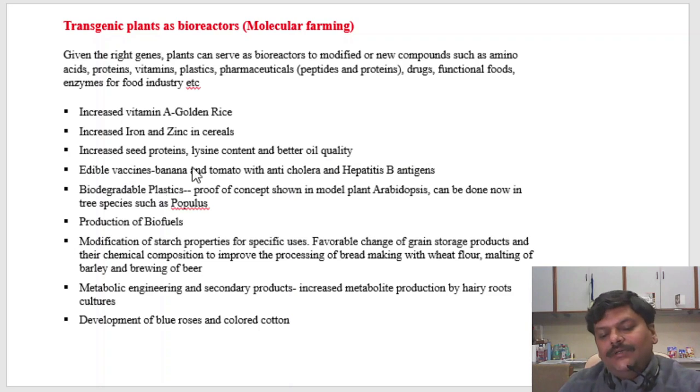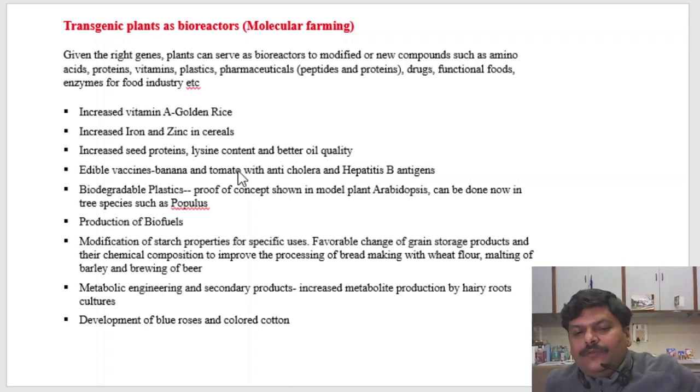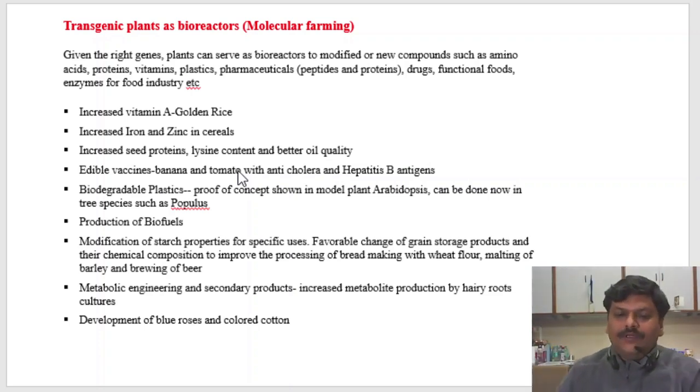Another exciting research going on with plants is making edible vaccines within plant food. For example, successful efforts have been made where a cholera vaccine is produced in tomatoes. In other words, if we eat tomatoes which have anti-cholera compounds inside, then we become immune to cholera, and the same efforts are being made for many other diseases.